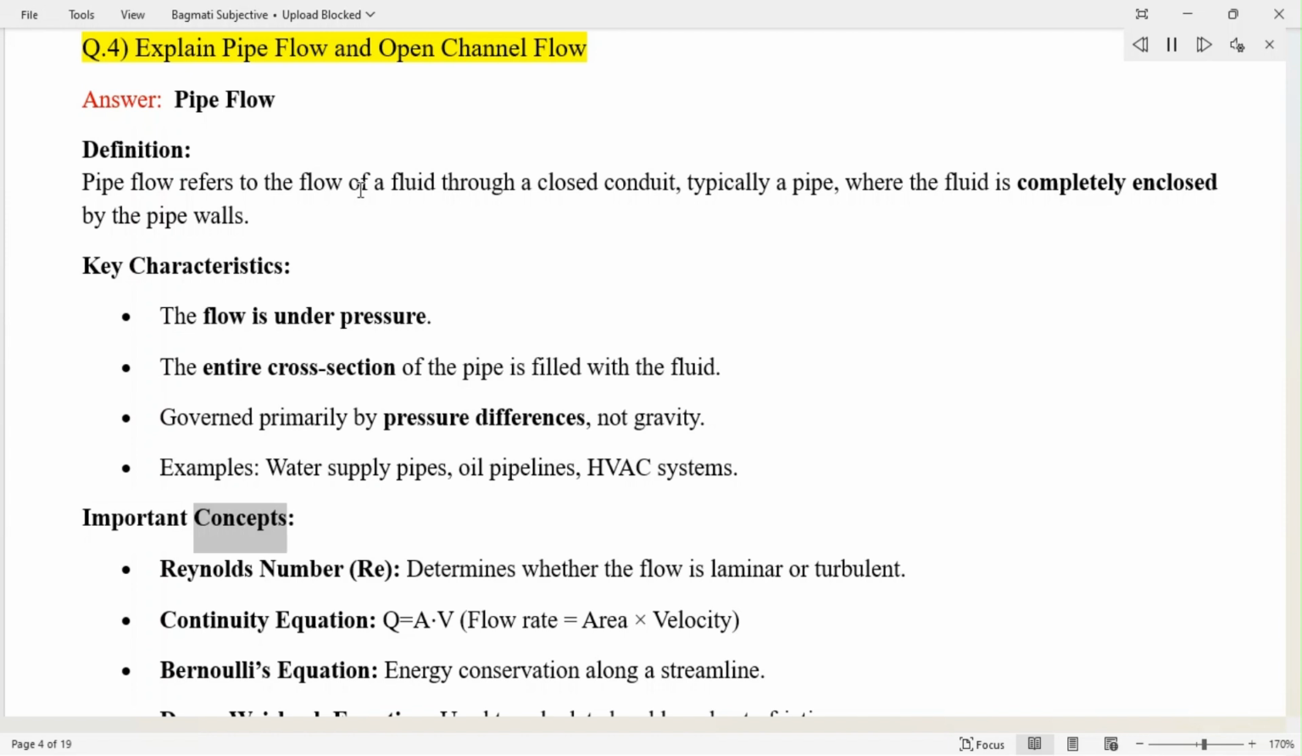Important concepts. Reynolds number determines whether the flow is laminar or turbulent. Continuity equation, Q equals AV, flow rate equals area times velocity. Bernoulli's equation, energy conservation along a streamline.